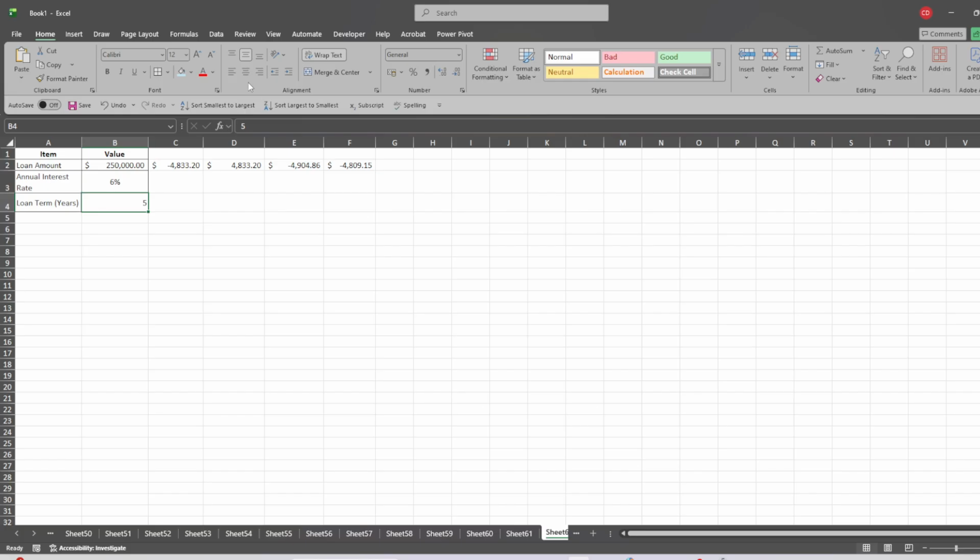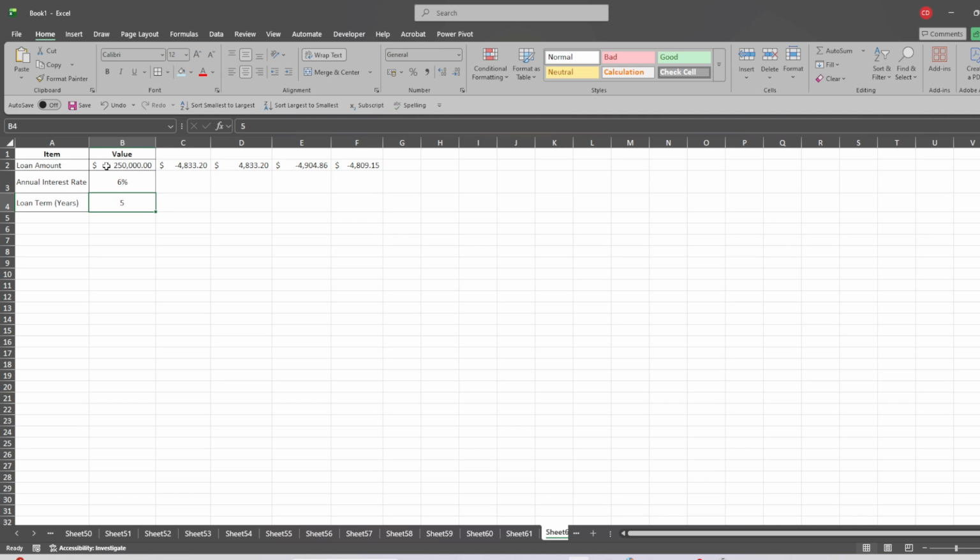In this example, the loan amount is in cell B2, the annual interest rate is in B3, and the loan term in years is in B4. Now let's calculate a monthly loan payment. In a blank cell, type the formula =PMT(B3/12, B4*12, B2).